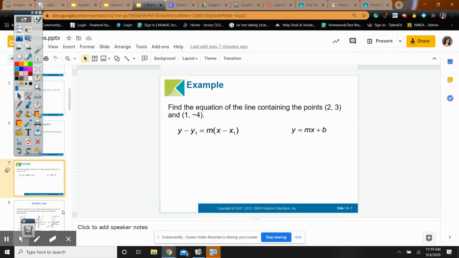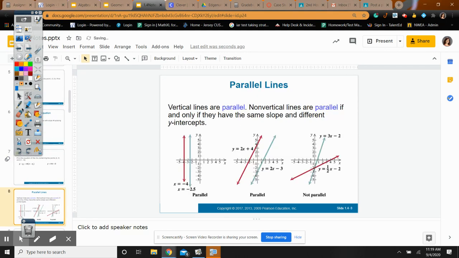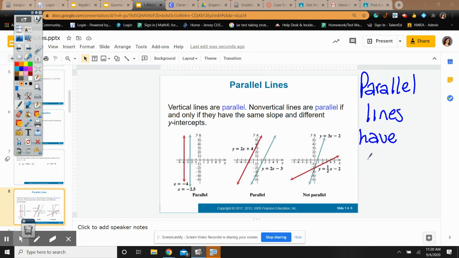Okay, next thing we're going to talk about is parallel lines. Things you need to know about parallel lines is parallel lines have the same slope. Their steepness is the same. So if they tell you that lines are parallel, immediately you know what the slope is of the new guy. So their slope is the same. If they were different, they would intersect. So they're parallel, they have the same slope. If they have different slope, they will intersect.